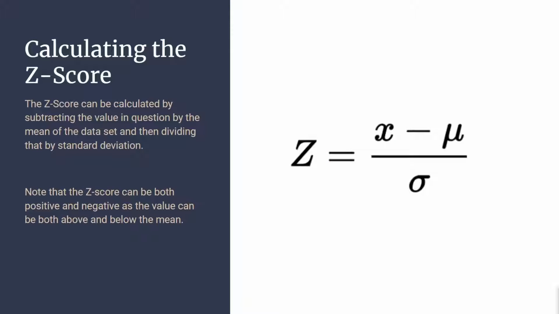Calculating the Z-score. The Z-score can be calculated by subtracting the mean of the dataset from the value in question and then dividing that by the standard deviation. It is important to note that the Z-score can be both positive and negative, as the value you are finding can be above and below the mean. When looking at the Z-score formula, we see mu to be the population mean and sigma to be the standard deviation. X is the given value in question.